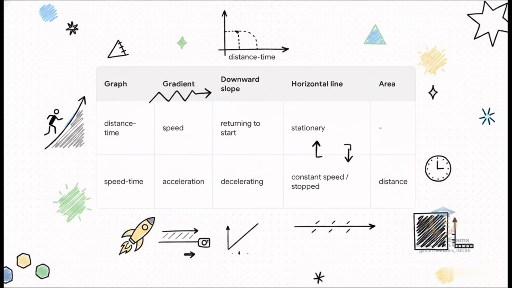To put this framework into action, you need a translation key for extracting data, and this summary table is your ultimate tool for motion graphs. So if you have a distance time graph, the gradient is equal to your speed. A downward slope just means returning toward the start position. But consider the speed time graph. Here, the gradient is equal to acceleration. A downward sloping line means decelerating. A horizontal line means no change in speed. You're moving at a constant speed, not stationary. And the area under the curve is your distance traveled. You've got to memorize this translation key.